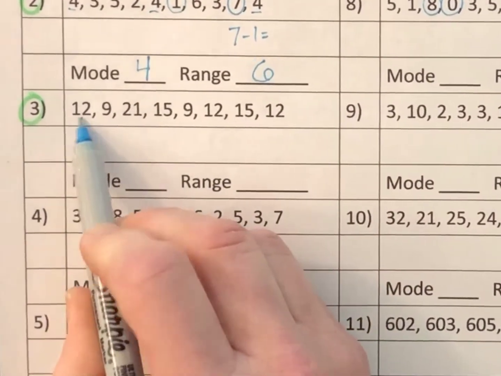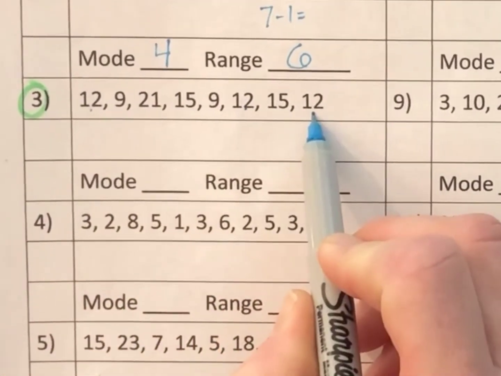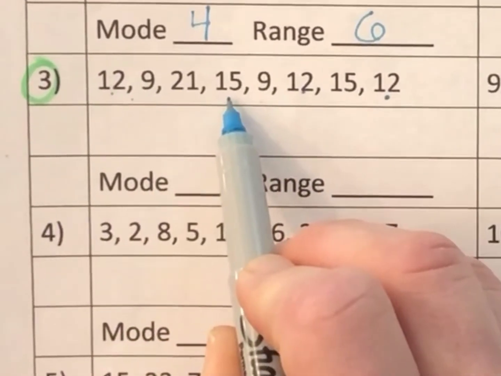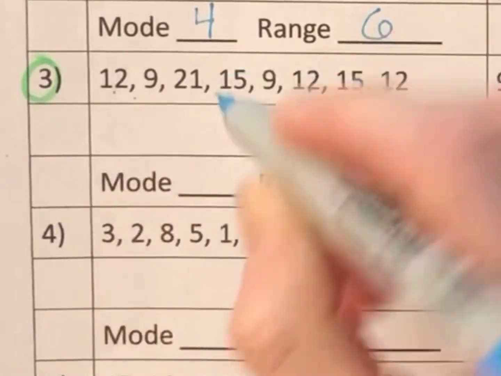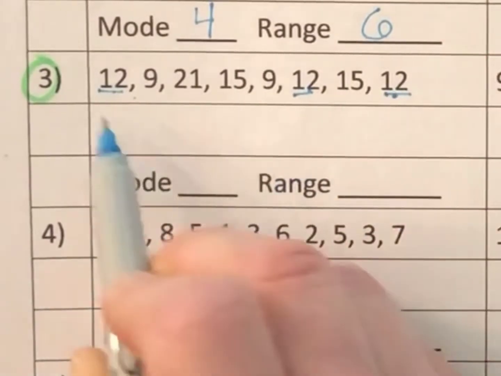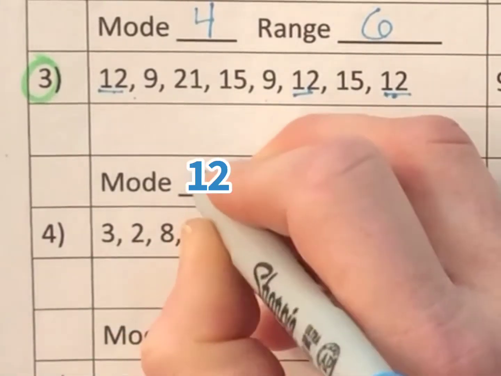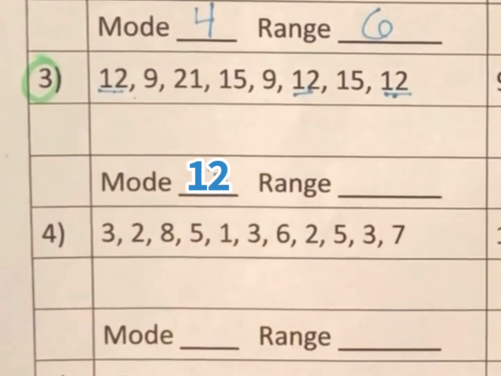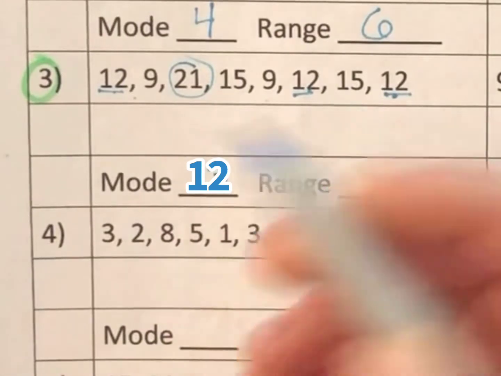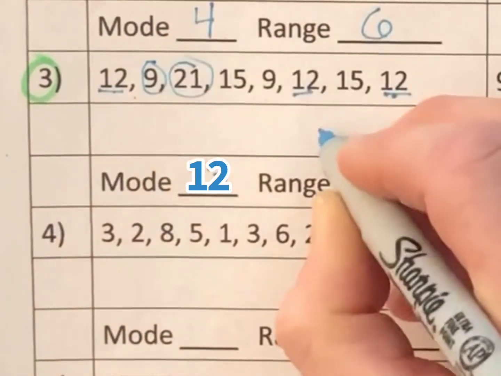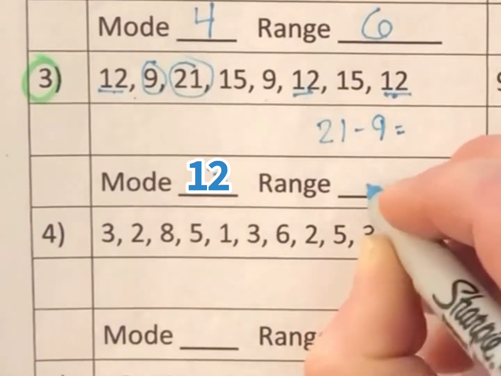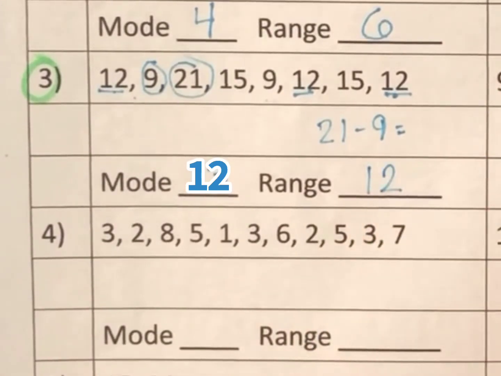Let's see, I've got 1, 2, 3 12s, 9, 2 9s, 21, 2 15s. So, wow, it's the first number again. 12, 12, 12. That's my mode, because there's 3 of them. For the range, my biggest number is 21. My smallest number was 9. So 21 minus 9 is 12. There you go. So you just do the rest.